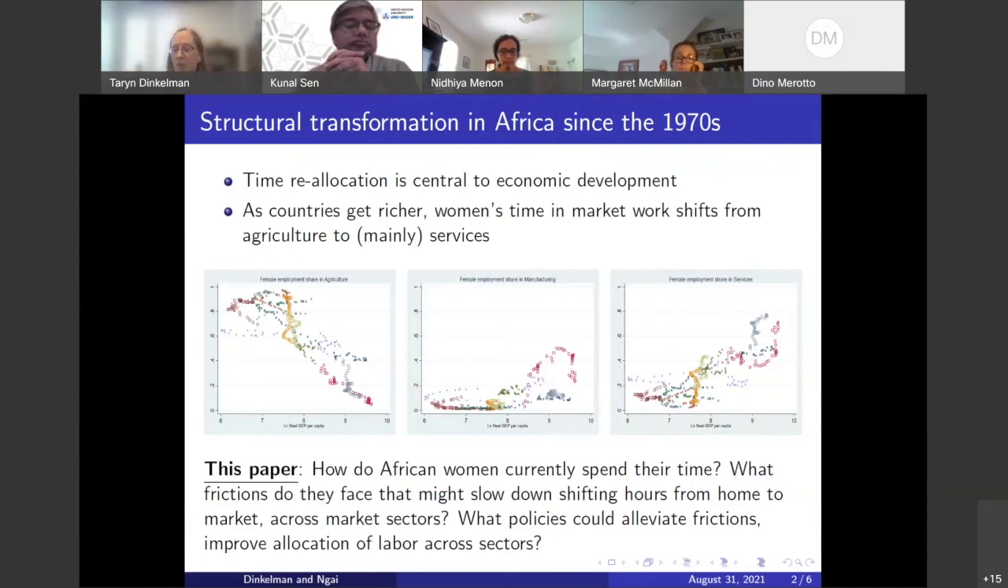The second part of the paper, which I'm actually not going to talk a lot about today at all, is where we review some recent evidence on specific policies that might address some of the frictions that we're going to highlight, in order to improve the allocation of labor, and particularly female labor, across sectors.